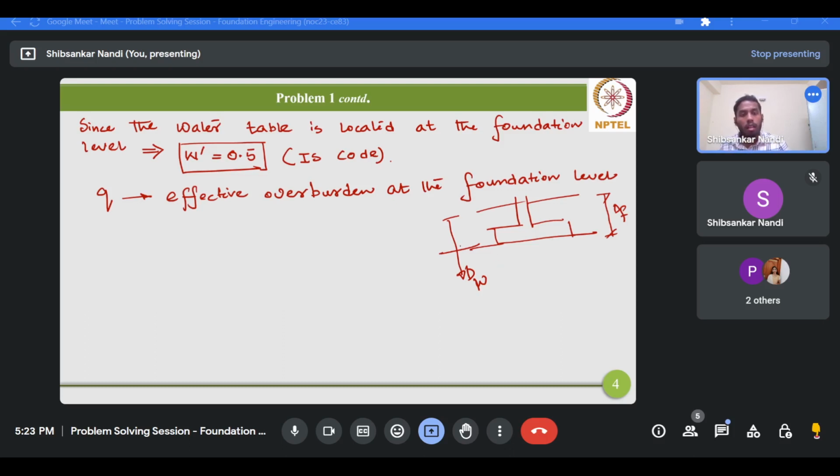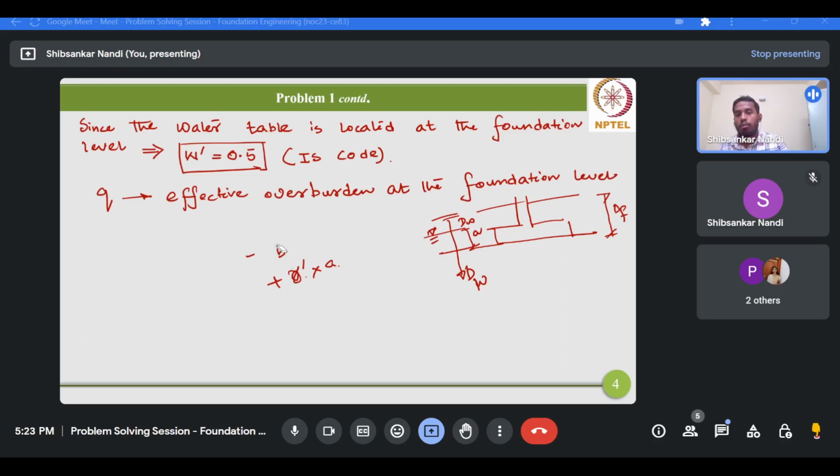Now the problem is when this water table is located in between the depth of foundation. So suppose this is dW and this distance is A. Now for the calculation of effective overburden, you have to consider both bulk unit weight and submerged unit weight. So this Q would be gamma bulk multiplied by dW plus gamma submerged multiplied by the remaining portion. This part is under submerged condition.